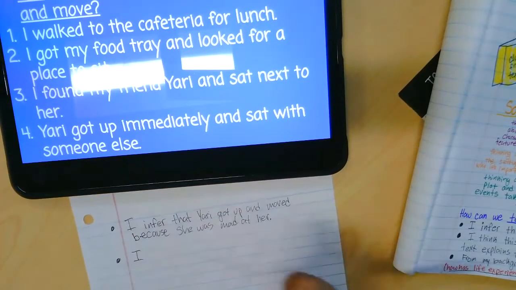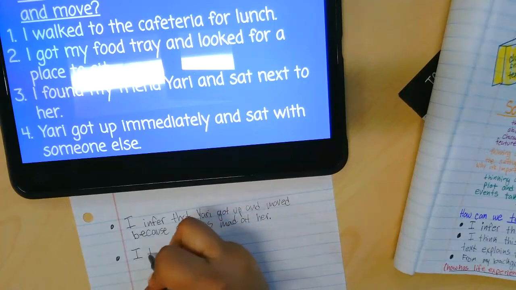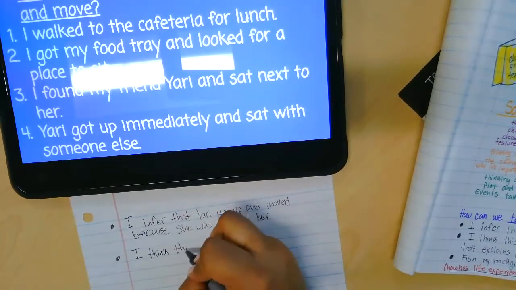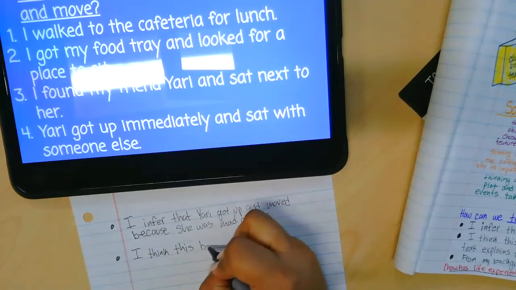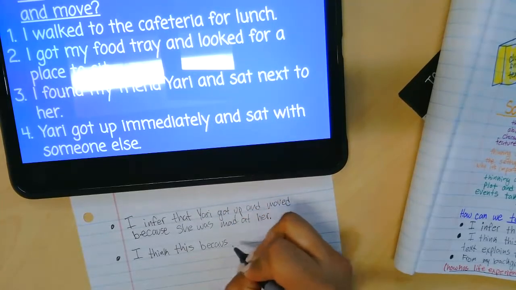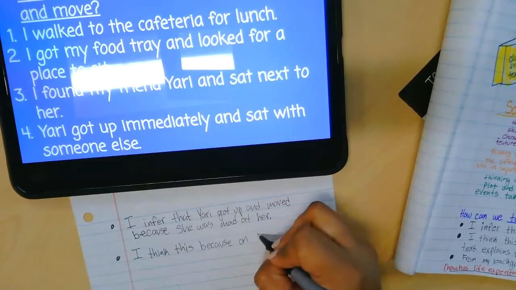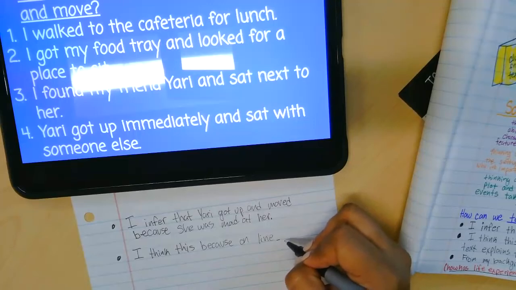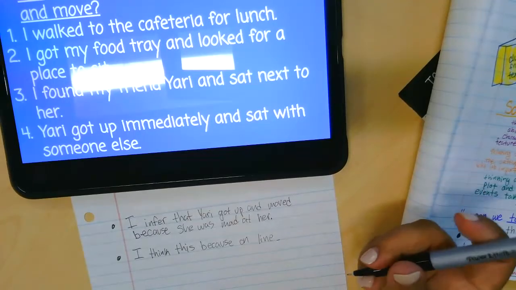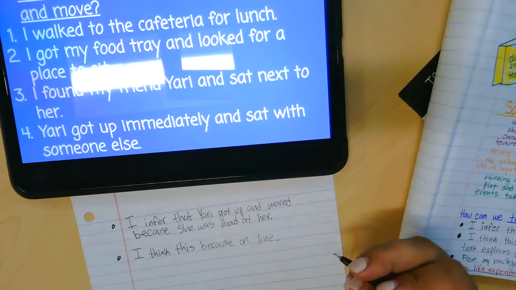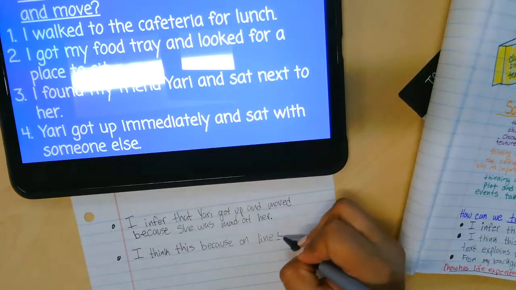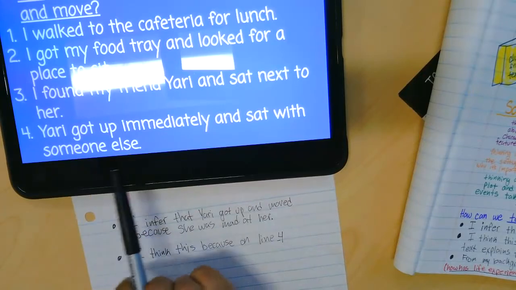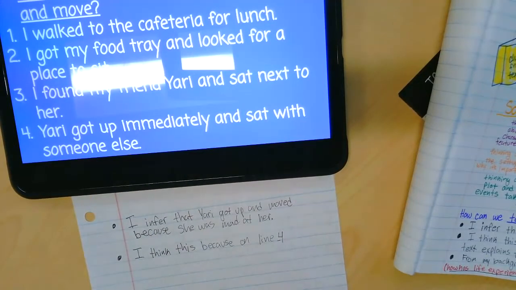I think that, or I think this because on line, and then here I'm going to write the number. On line, let's see, on line number 4, right? I see here that on line number 4, Yadi got up immediately and sat with someone else.